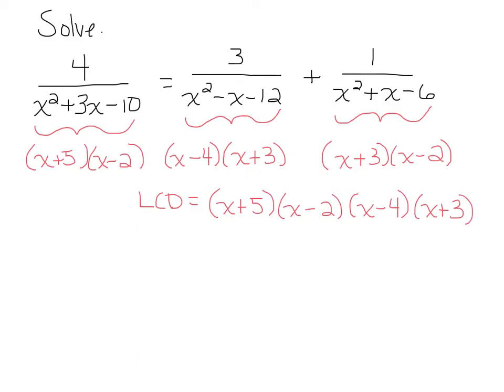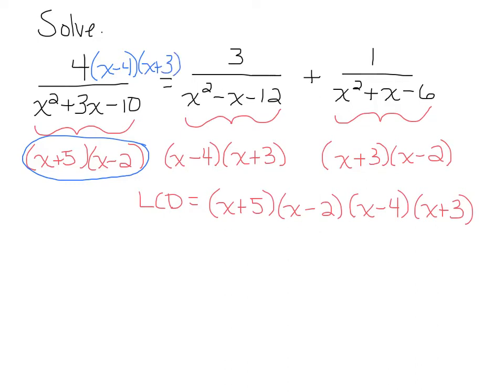Now we'll multiply each numerator by what's missing from that denominator. Look at the first rational expression. If we compare this denominator with our LCD, what's missing? What's missing is the x minus 4, x plus 3. So multiply the numerator, and essentially we'll be multiplying the denominator. We're just not showing that, but we are multiplying the numerator and the denominator by x minus 4, x plus 3.